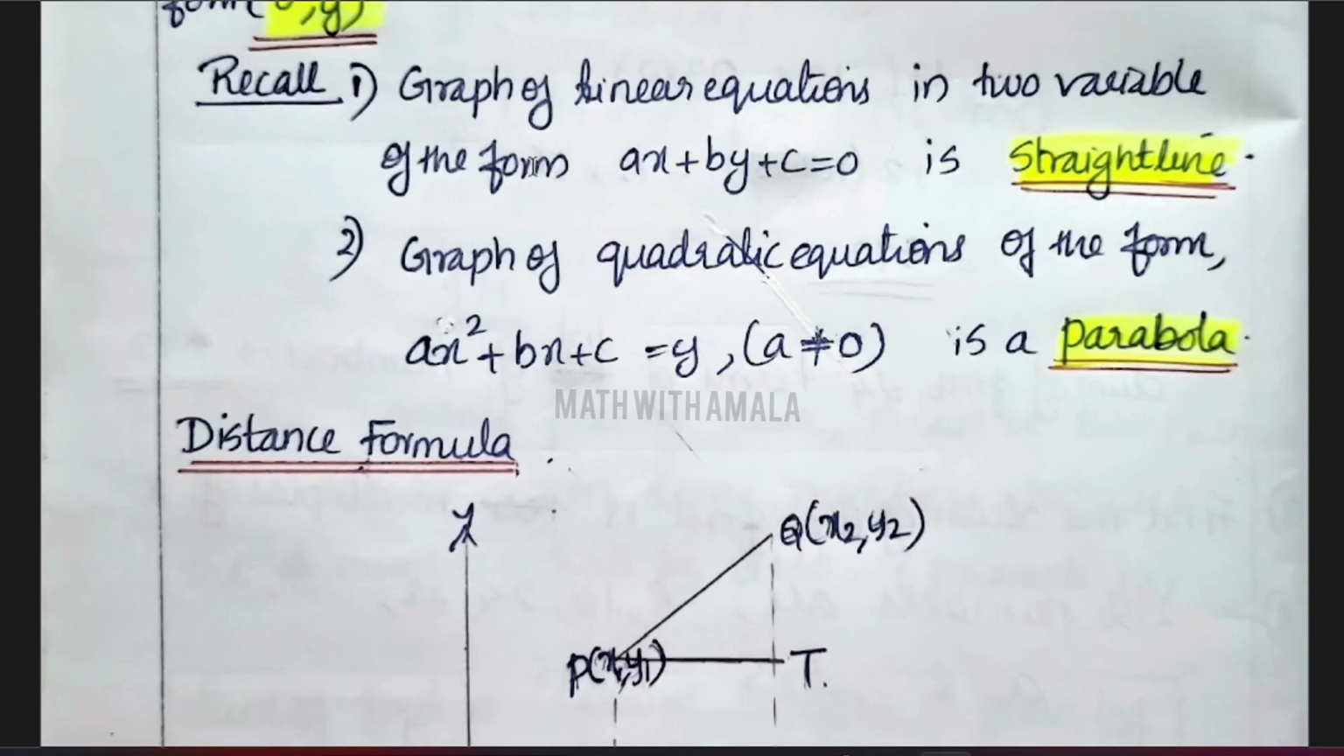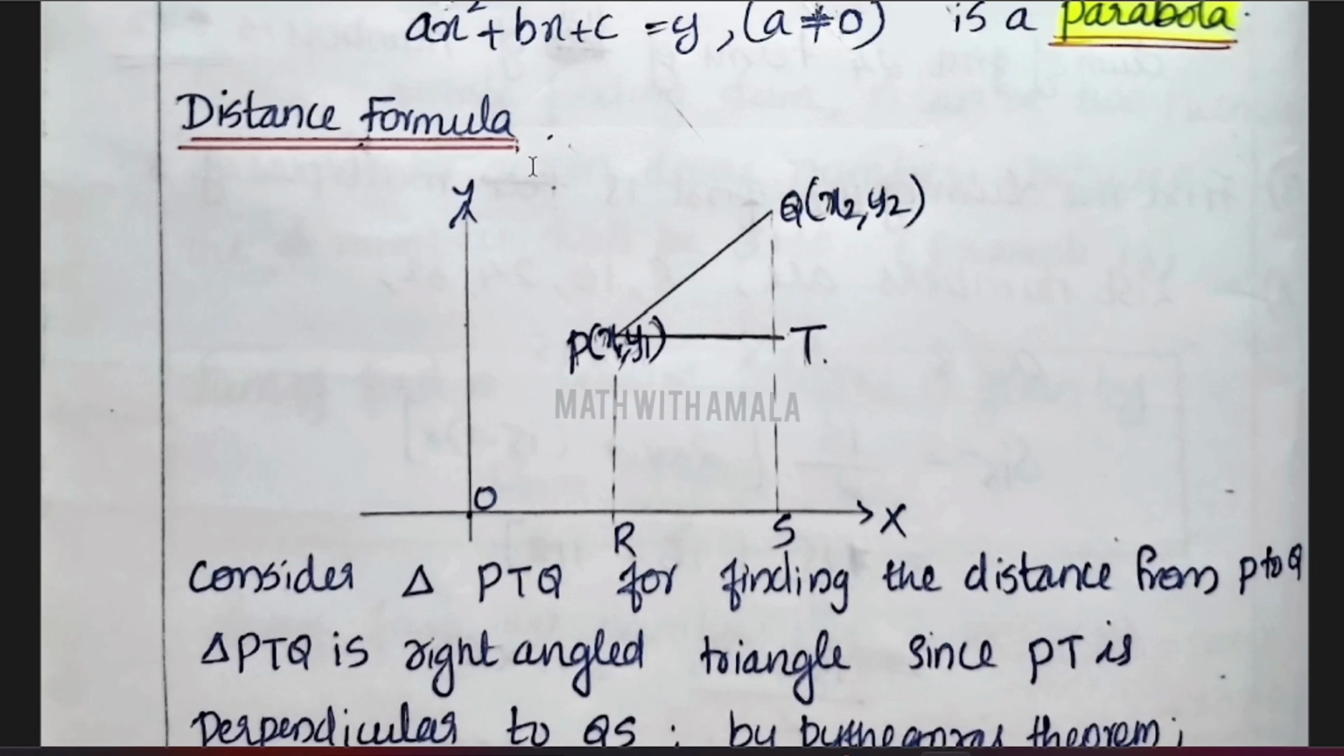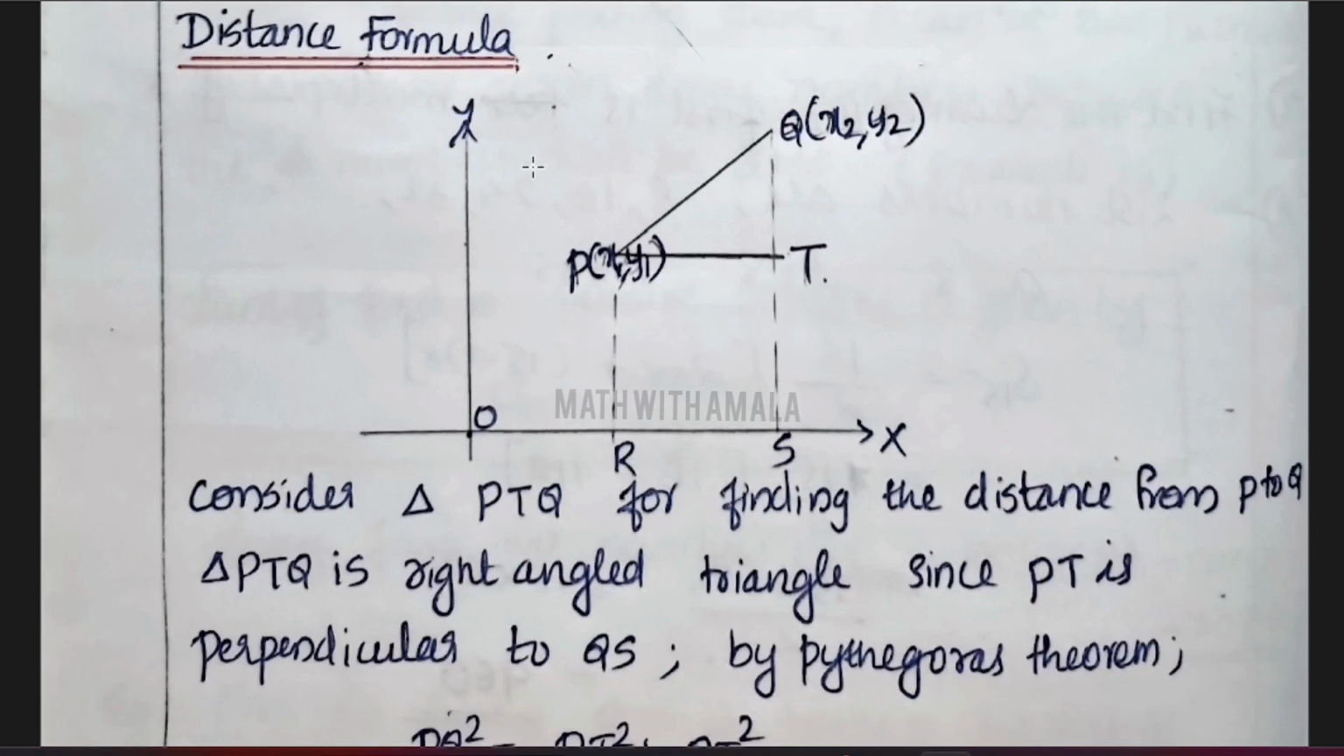Let's recall that the graph of linear equations in two variables of the form ax plus by plus c equal to 0 is a straight line always. Likewise, the graph of quadratic equations with a degree of variable 2, ax square plus bx plus c equal to y, where a not equal to 0, is a parabola.